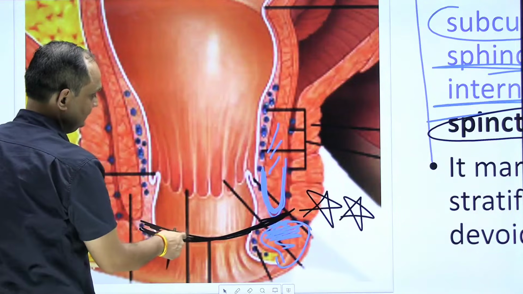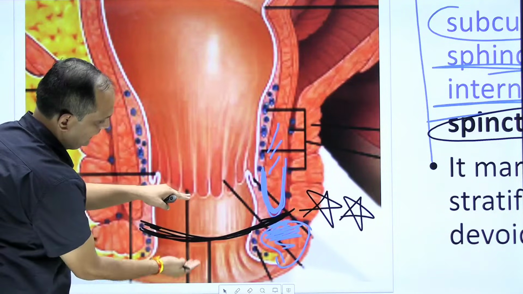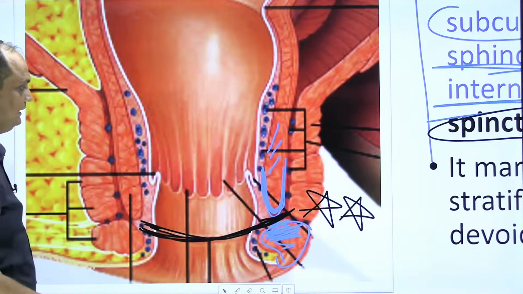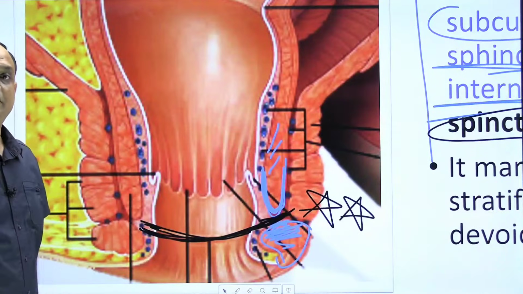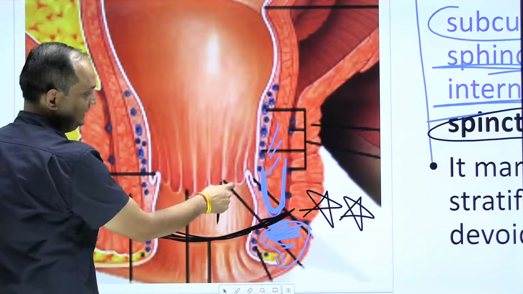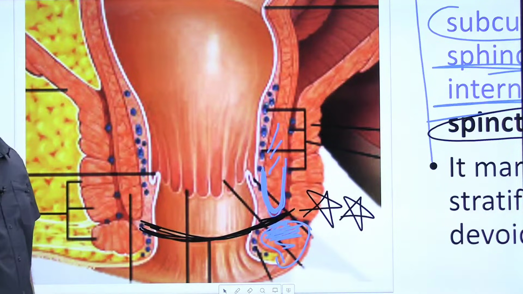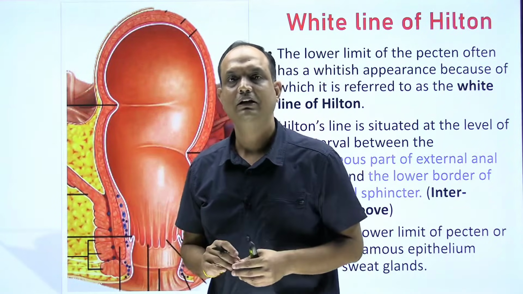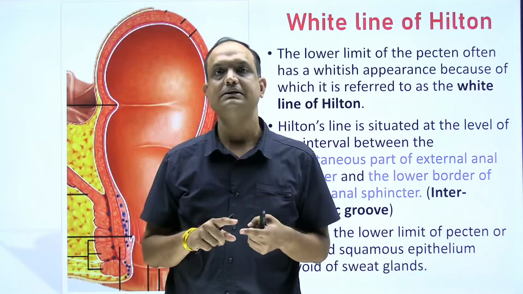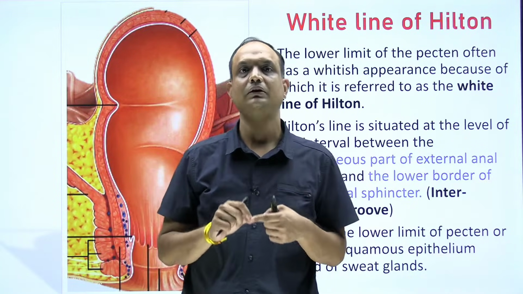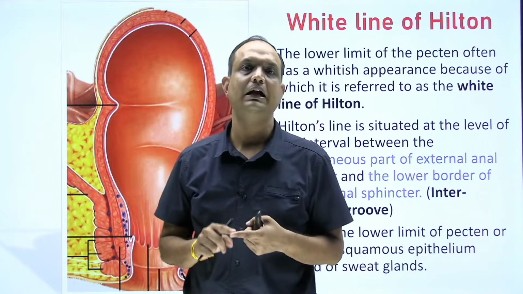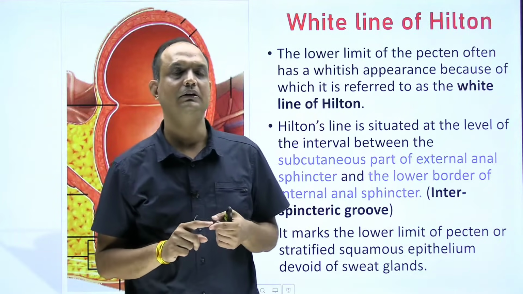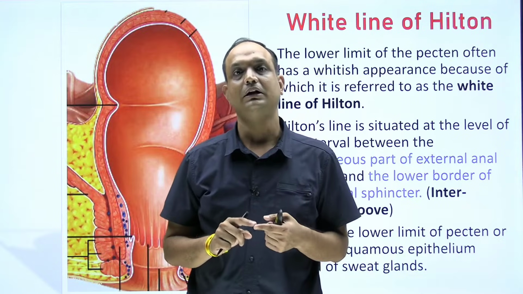And this white line of Hilton is dividing this part again into two parts, the pecten and the lowermost part of the anal canal. So, what is the limitation of your pecten or the transition zone? Above you will have the dentate line and below you will have this white line of Hilton. Clear? Now, come to know about the white line of Hilton. It is a line of demarcation between the lower border of the internal anal sphincter and the subcutaneous part of the external anal sphincter. And second thing is that the white line of Hilton is the lower limit of the pecten or the transition zone.